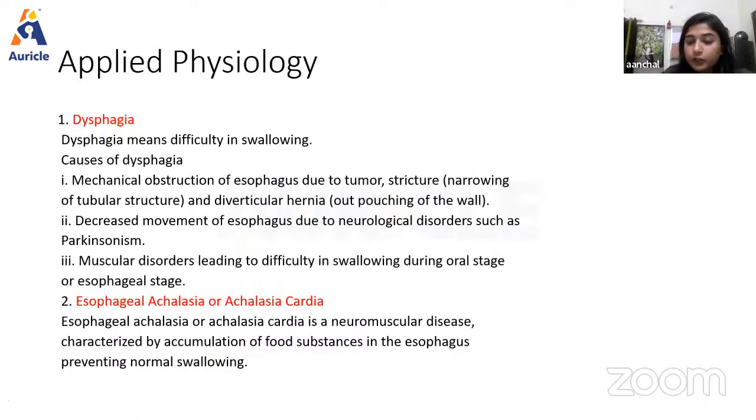Yes, the answer is the first one, mouth, oropharynx, esophagus, and stomach, because there is no relation of swallowing with the nasopharynx. So that's why the first option is correct.